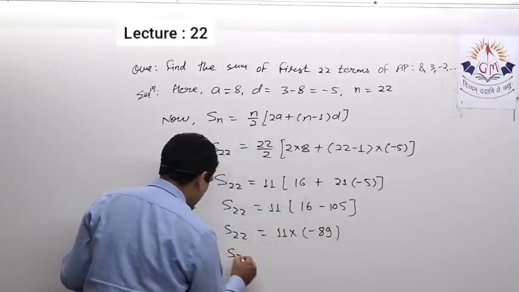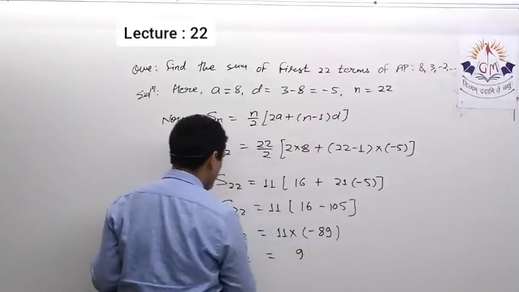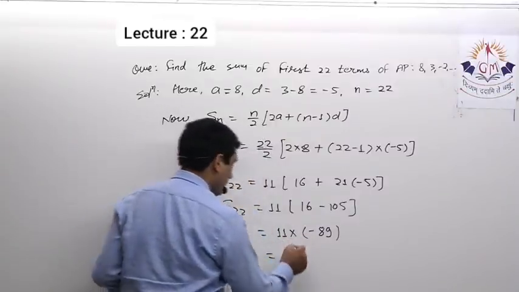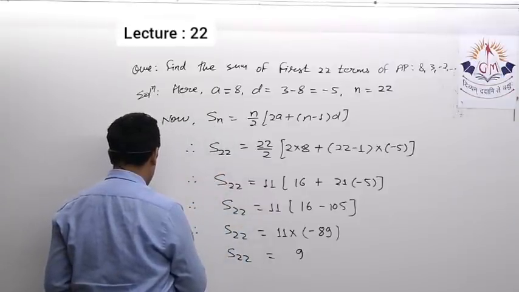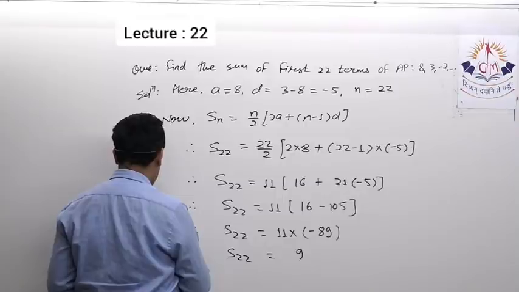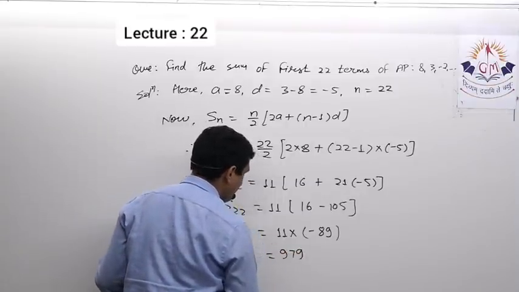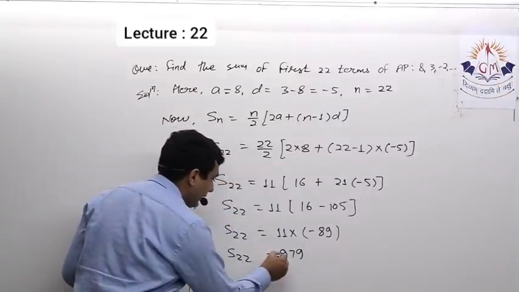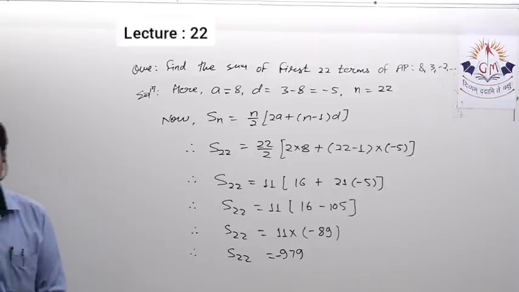So ultimately my final answer is minus 979, with negative sign. So this is the final answer. Please note it down, then we'll see the next question.